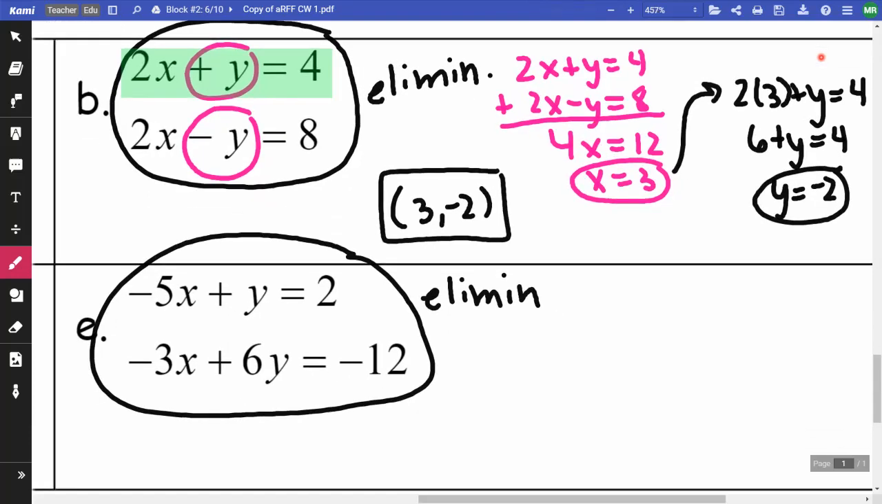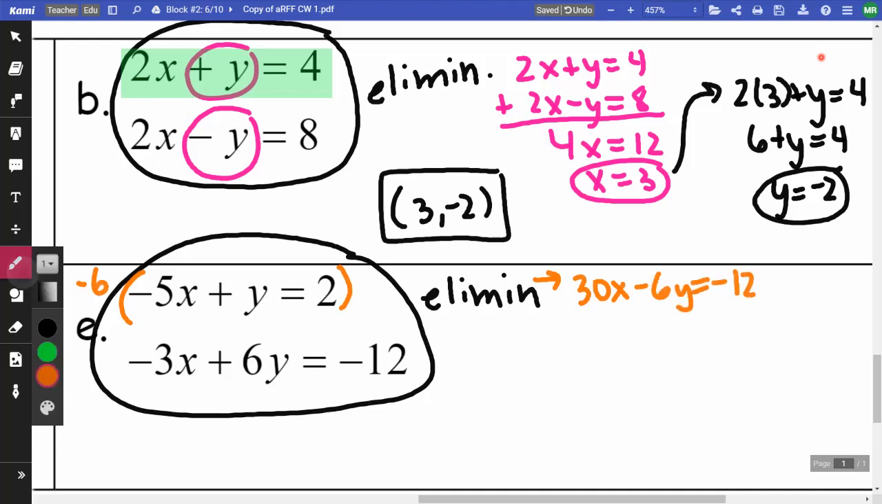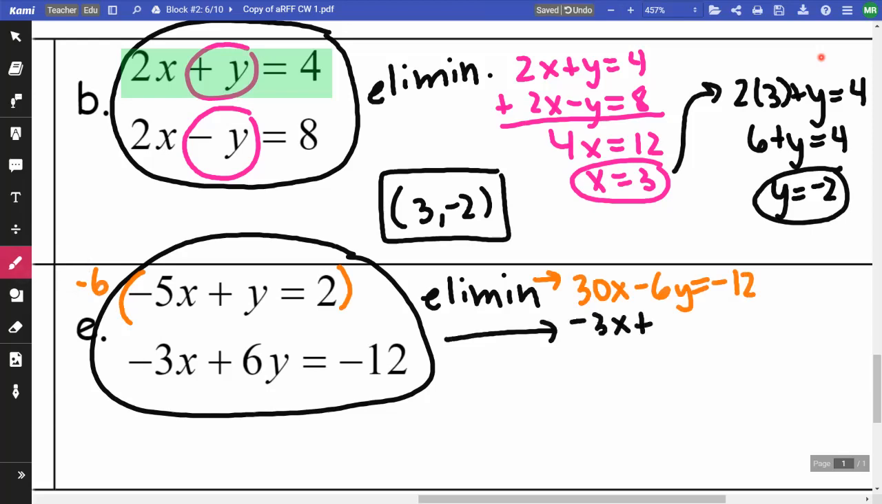Now I'm going to use elimination on the one below, but the one below is not as easy because my x's aren't the same and my y's aren't the same, but different signs. So I can't just add those. Looking at it, I think I'm going to deal with my y. So I think I'm going to multiply this top one by a -6. And so when I do that, I'm going to get 30x minus 6y equals -12. And I'm just going to rewrite the second equation. So negative 3x plus 6y equals negative 12.